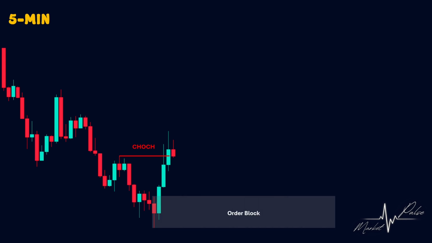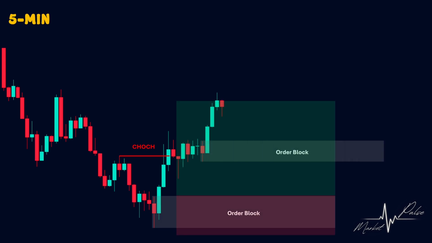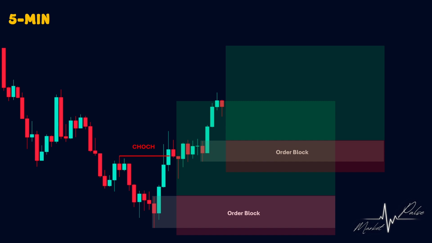Here we have an order block created, so we open a long position. As the market pushes upward, we can see that another order block forms. So, without canceling the first trade, we will open another long position at the second order block. This approach is important because the pullback to the first order block is not guaranteed. The market can mitigate the second order block and start pushing higher.